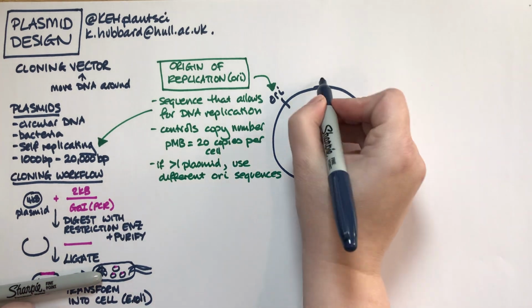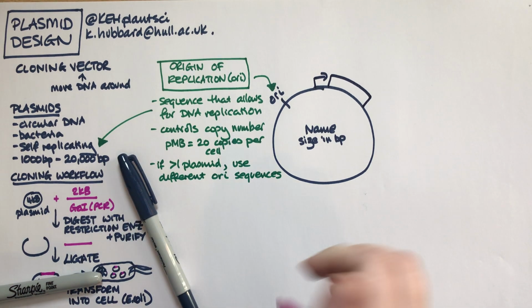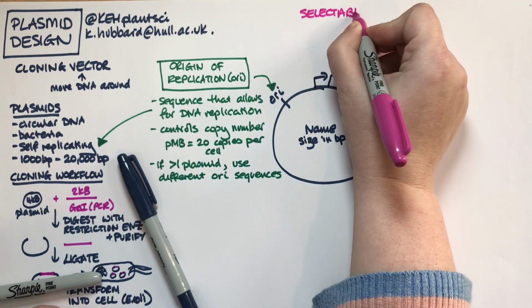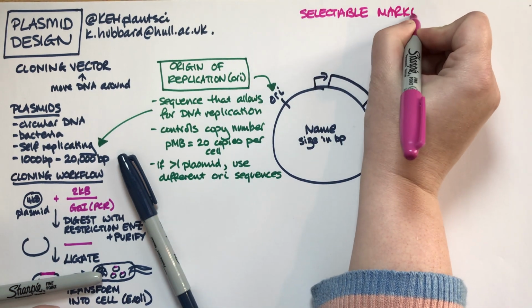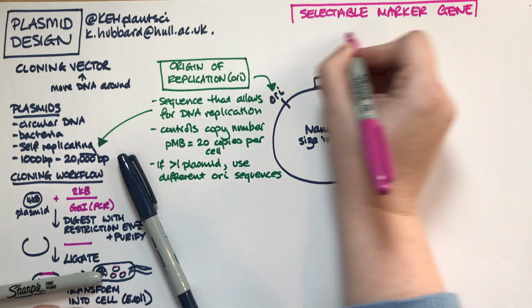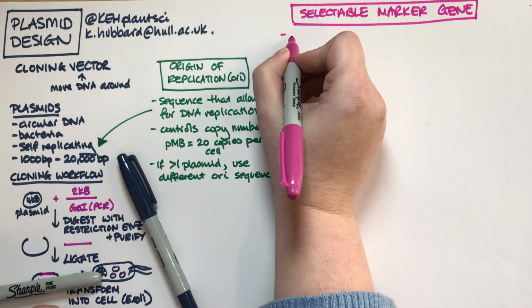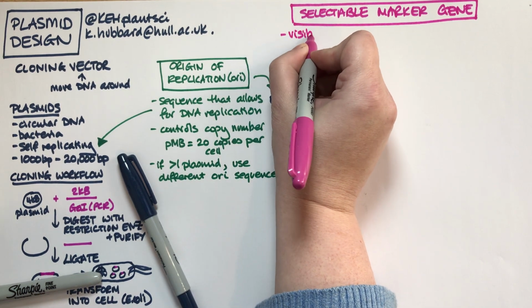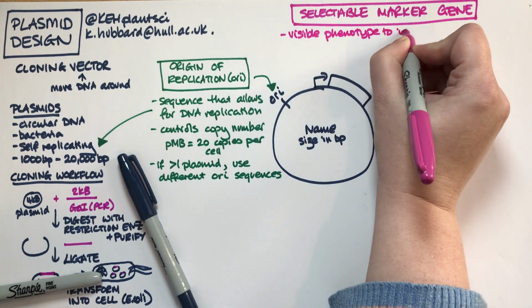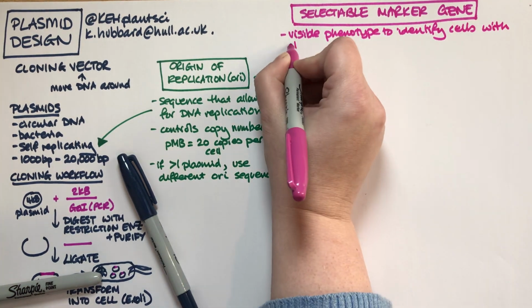Okay. Right, what's the next thing we need? The next thing that we need is a selectable marker. A selectable marker is something that gives you a visible phenotype to identify cells with the plasmid.